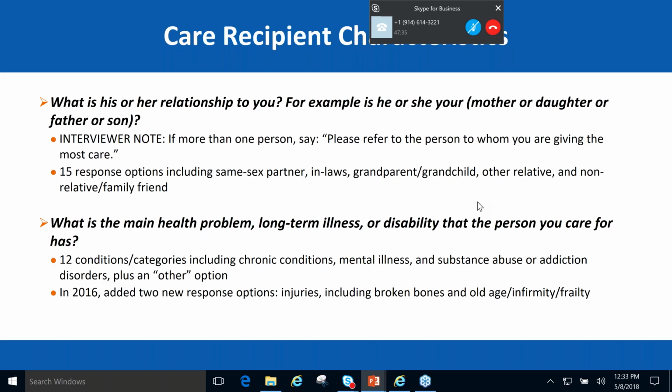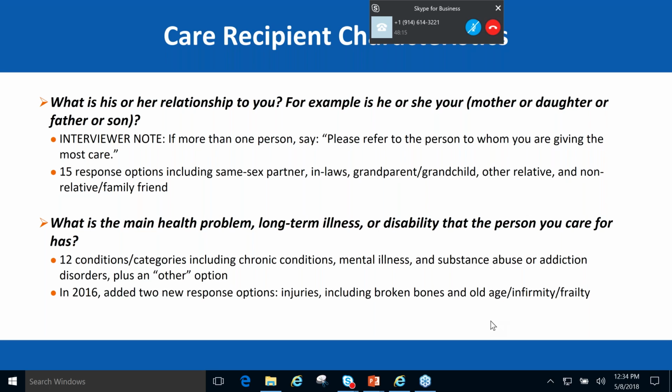So the next category of questions in the caregiver module, once we've identified someone as a caregiver, they're asked a little bit about the care recipient. So the caregiver is asked to report what is his or her relationship to you. For example, is he or she your mother? And if the caregiver reports they provide care for more than one person, the interviewer prompts them to just think about the person who they're providing the most care to for the rest of the module. We don't actually capture if people are providing care for more than one person. We just collect the information about that single person for whom they provide the most care.